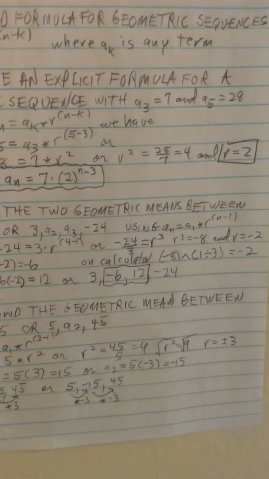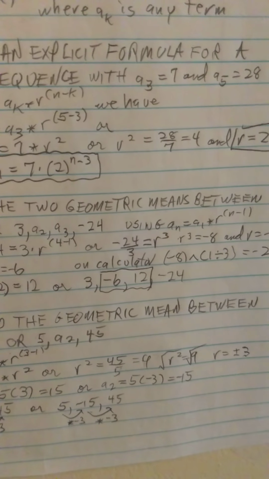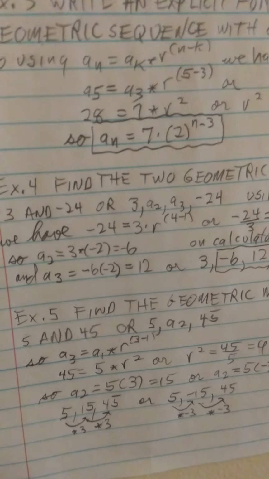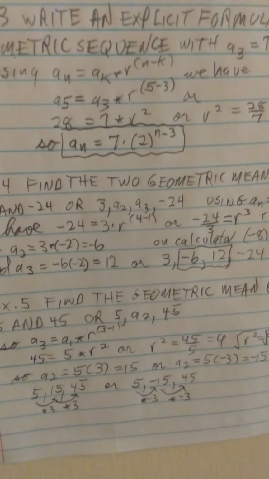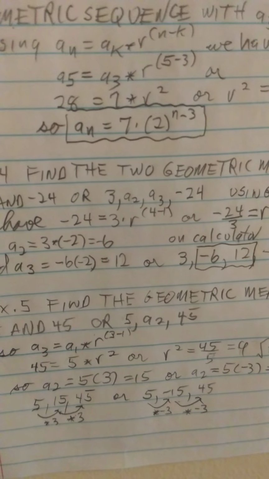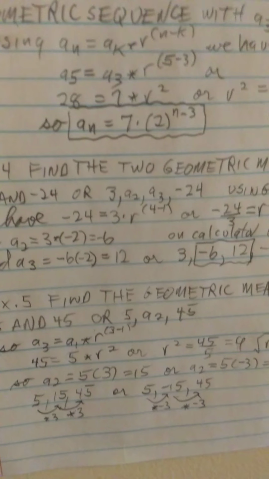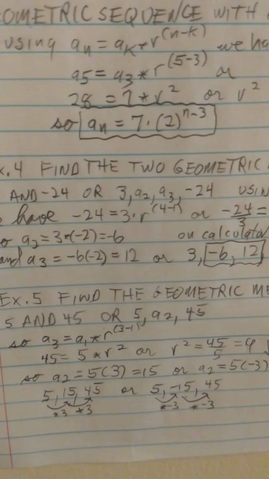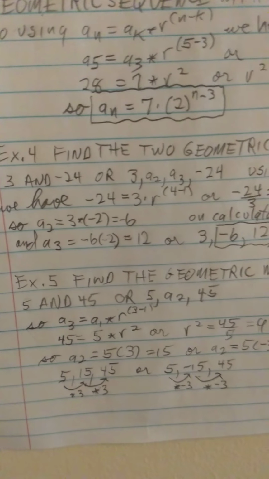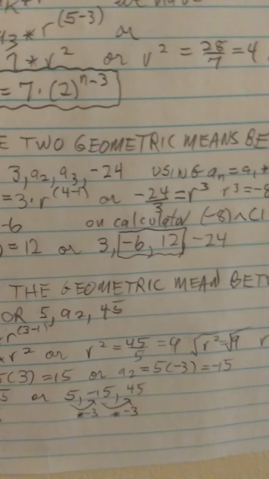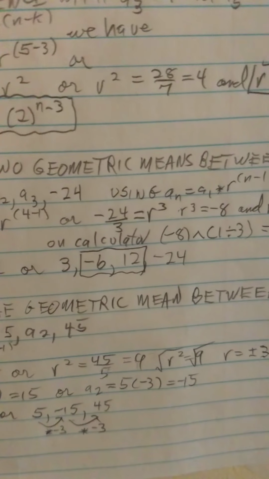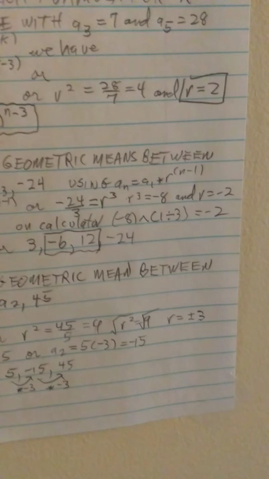And for example 3, let's write an explicit formula for the geometric series with a sub 3 equals 7 and a sub 5 equals 28 using that formula. So we can have a sub n equals a sub k times r to the n minus k. Now plugging in n is 5 and k is 3, we have a sub 5 equals a sub 3 times r to the 5 minus 3, or plugging in, we have 28 equals 7 times r squared. Or we can say that r squared is 28 over 7 equals 4, and therefore r equals 2.